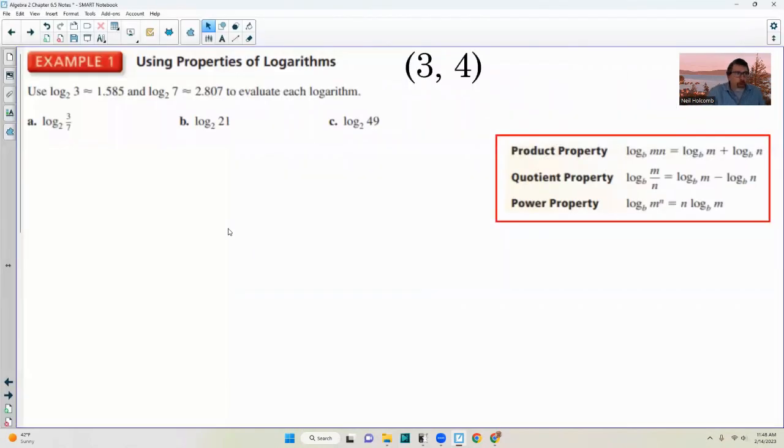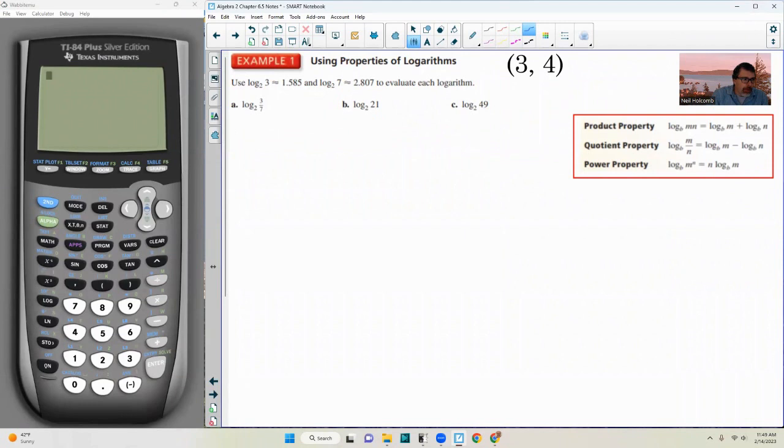Okay, so example 1, using properties of logarithms. So I brought the properties over. They're a little cheat sheet since this is new. And we're going to use the log base 2 of 3 to be an approximation of 1.585 and log base 2 of 7 to be an approximation of 2.807 to evaluate each logarithm. But before I do that, I'm going to put those in the calculator.